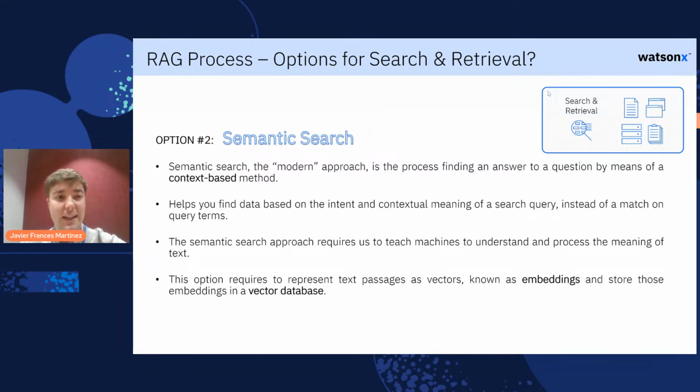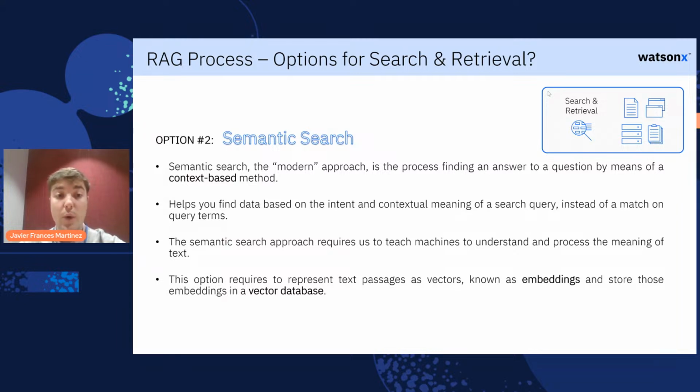But we also have semantical search. It's a much more modern and cool approach that I'm sure everyone's heard about. It's really relevant in today's world. And it's the process of finding an answer not based on keyword exact matches, but rather on the context of the query. So this method helps us find data based on the contextual meaning of the search query.